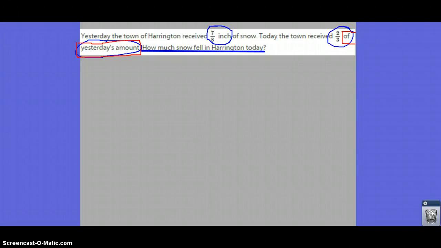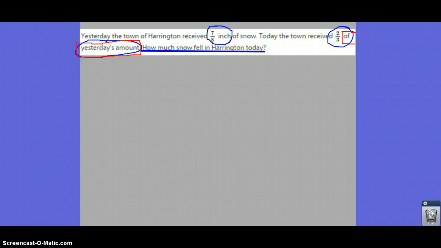Now, last week when we were practicing with multiplying fractions, we didn't talk about how it would look in a word problem. So this week, we wanted to make sure you guys knew what that looked like in a word problem. So when the story says that the town received 2/3 of yesterday's amount, that means of yesterday's amount means we're going to multiply the 2/3 times the 7/8. Okay, because we're not talking about 2/3 is what they got yesterday. We're saying that they got 2/3 of what they received yesterday. So we're actually talking about 2/3 of 7/8.